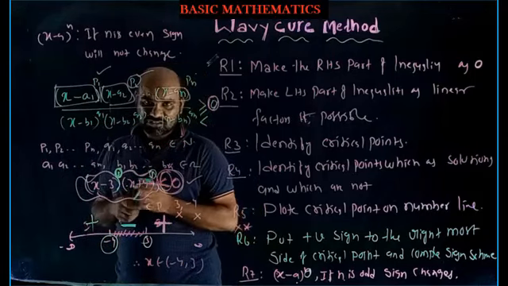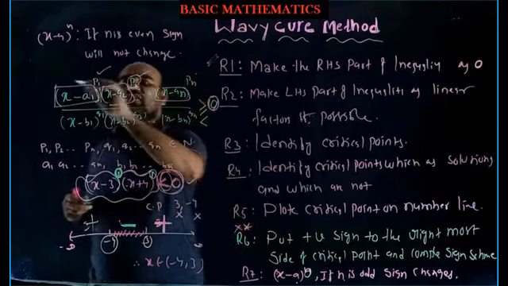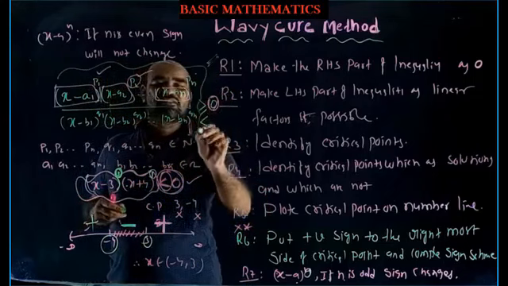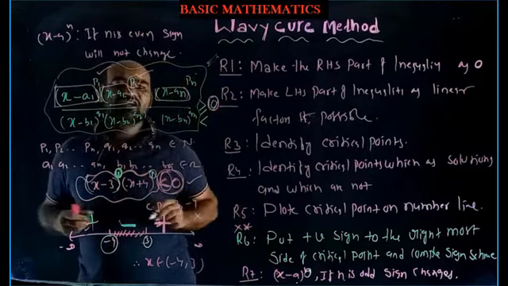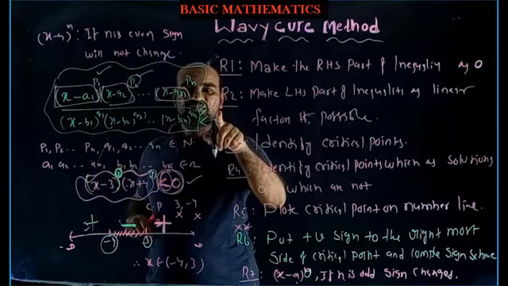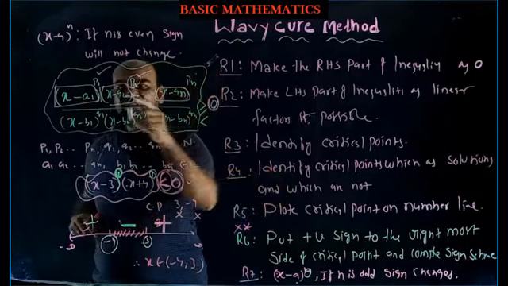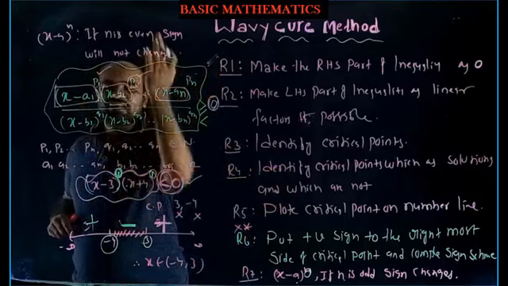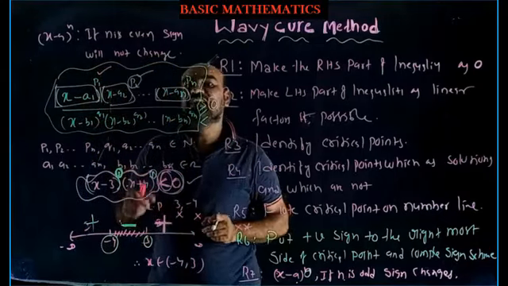Once again, listen students. First of all, the given inequality should be in this form. The right hand side of the inequality should be 0. The left hand side should be linear polynomials with several exponents. After that, we need to identify critical points.